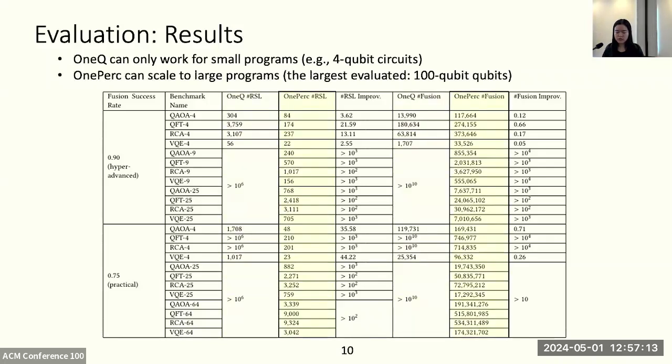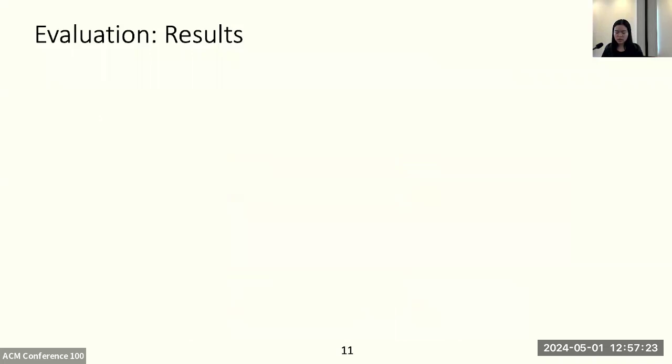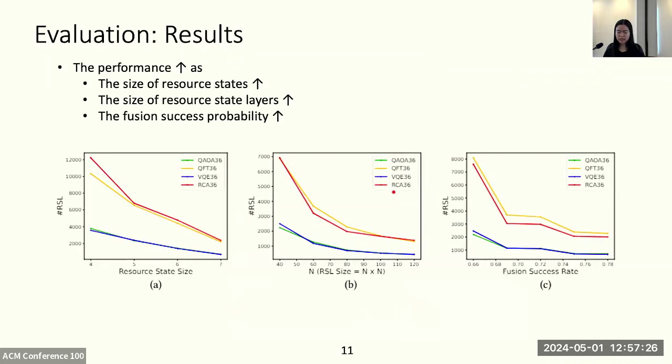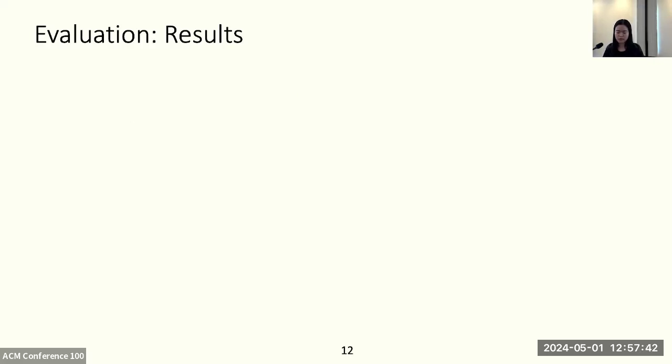And in contrast, 1Perc can scale to larger programs, and the largest scale in our evaluation corresponds to 100-qubit programs in the circuit model. Further analysis shows that the performance of 1Perc increases as the size of resource states increases, as the size of physical layers increases, and as the fusion success probability increases. It can tolerate a fusion success probability as low as 66%.